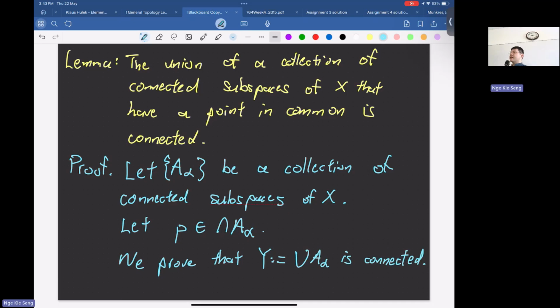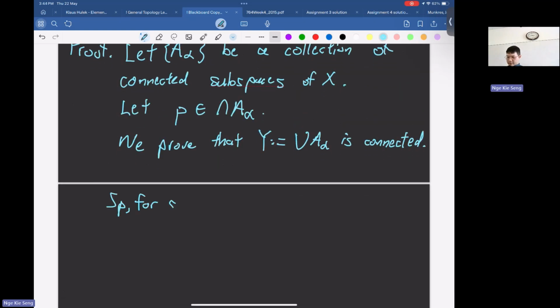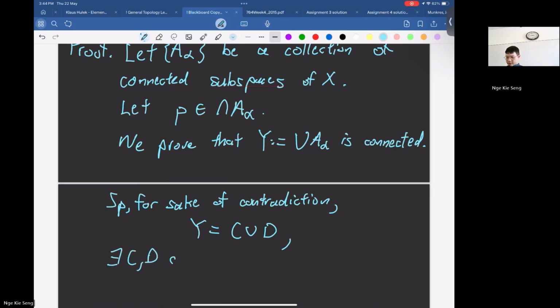Again, showing something is connected is hard; you have to show there is no separation. So suppose for contradiction that Y can be written as C union D, disjoint, non-empty, and open.